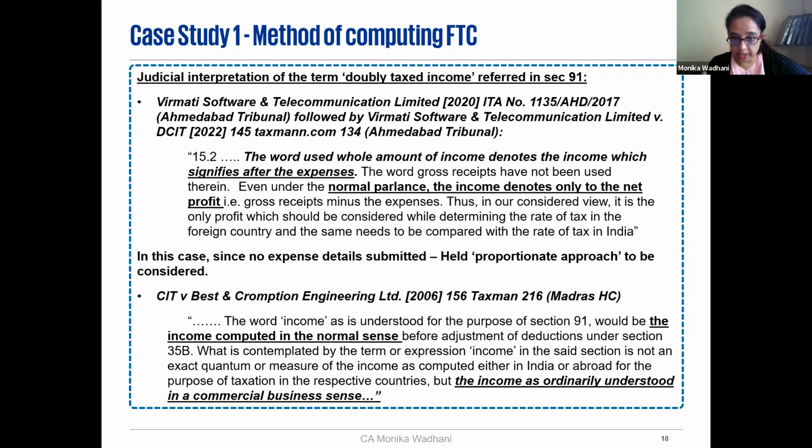What is contemplated by the expression "income" in the said section is not an exact quantum or the measure of the income as computed either in India or abroad for the purpose of taxation in respective countries, but the income as ordinarily understood in a commercial business sense.